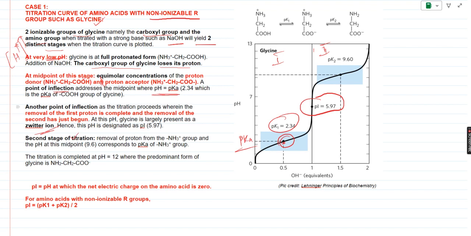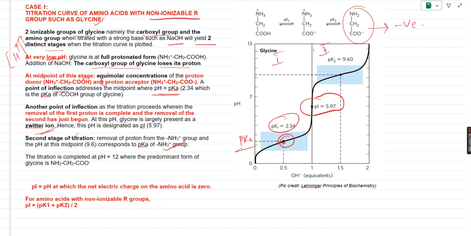Now let's move on to the second stage of titration, wherein the proton is removed from the NH3 plus group, and the pH at this midpoint corresponds to the pKa of the NH3 plus group. If you keep on adding a lot of NaOH, what happens? A maximum number of protons will be removed from glycine, and the glycine will exist in a form where the net charge is going to be negative.